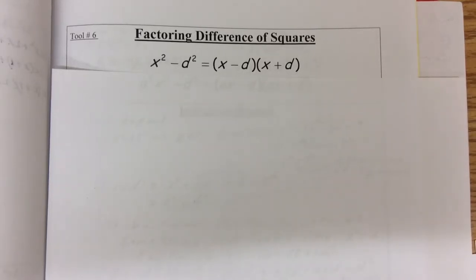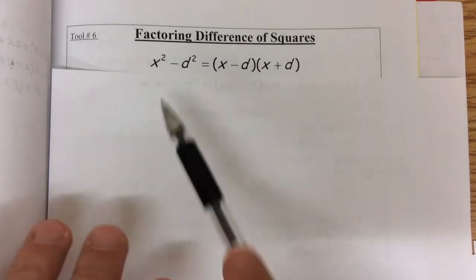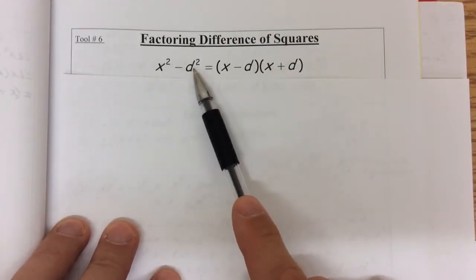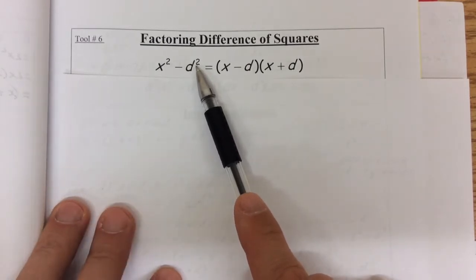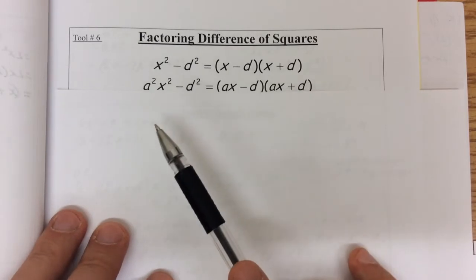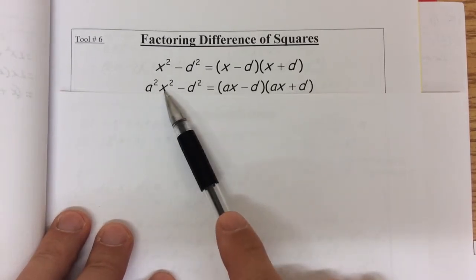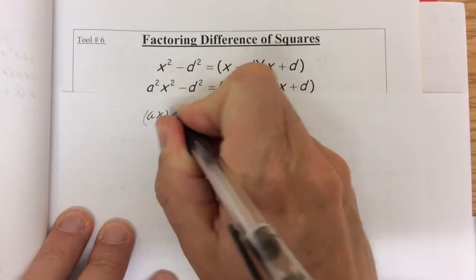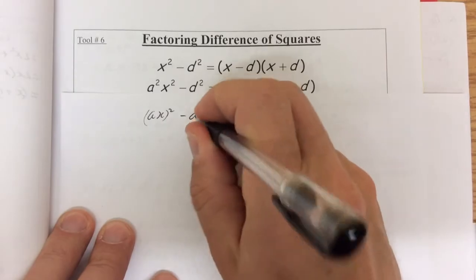Okay, we're going to look at factoring a difference of squares. So a difference of squares is going to look something like this: x squared minus something else squared, d squared let's call it. It could look a little bit more complicated than this. It could look something like this: ax, or a squared x squared, and the a squared x squared is the same as ax all squared, minus d squared.